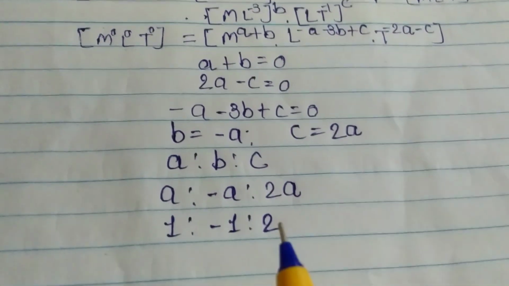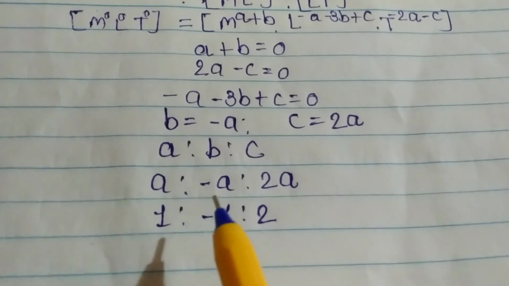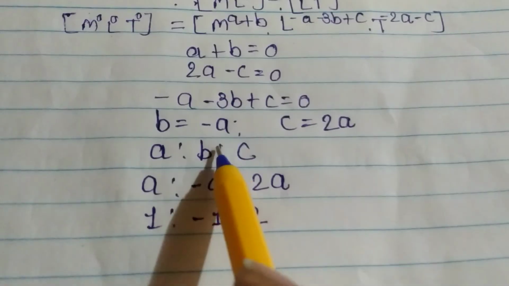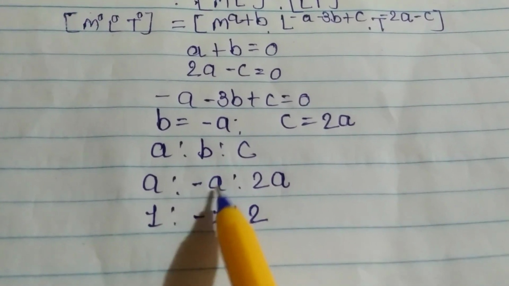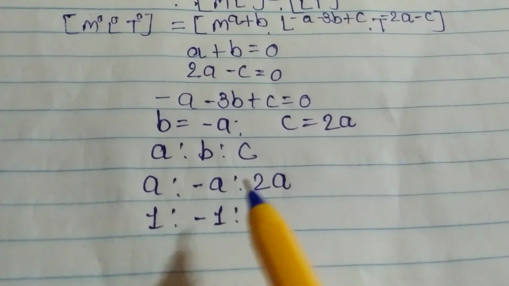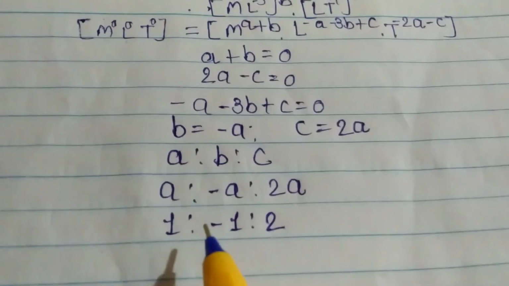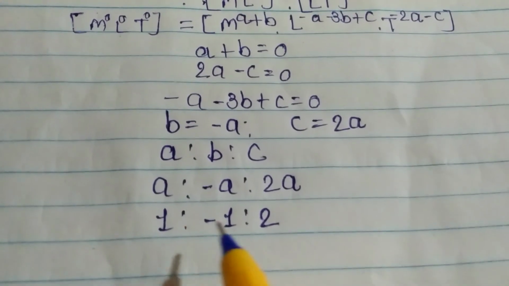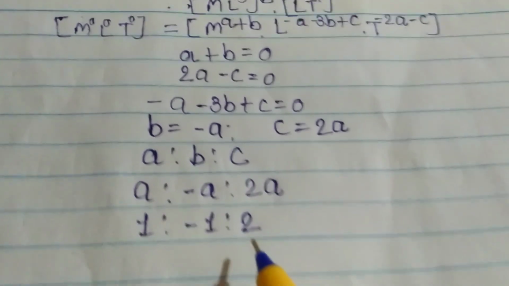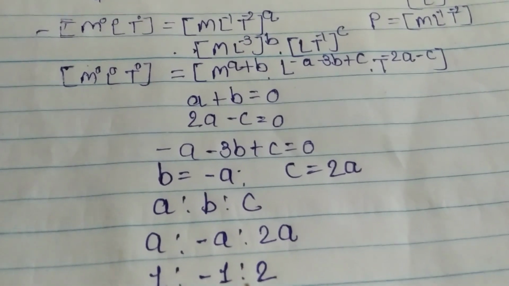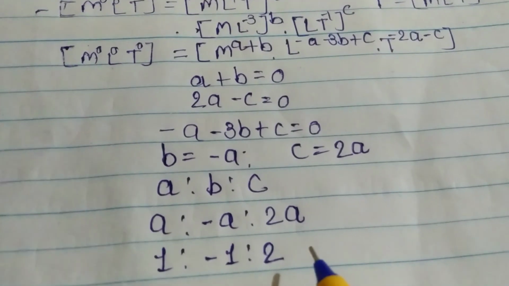So for finding the ratio of a, b and c, we can write a, b equal to minus a, c equal to 2a, so we can write here a, minus a, 2a, and then we can find the ratio 1 : minus 1 : 2. So this will be the answer for the given problem of the Oxford University Physics Admission Test.